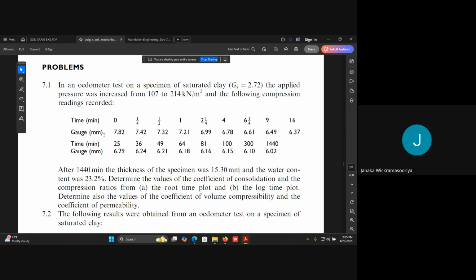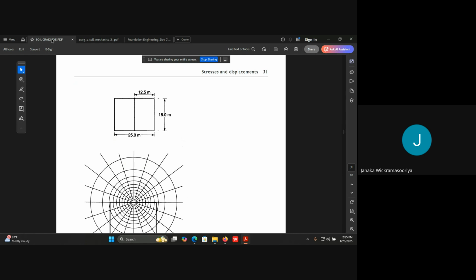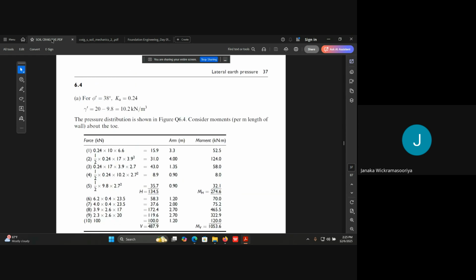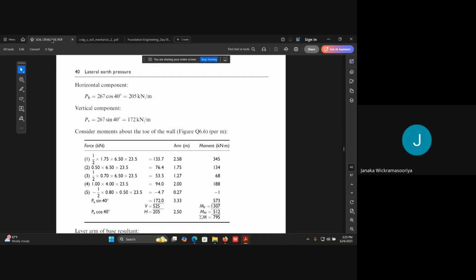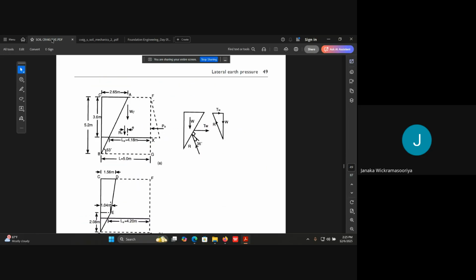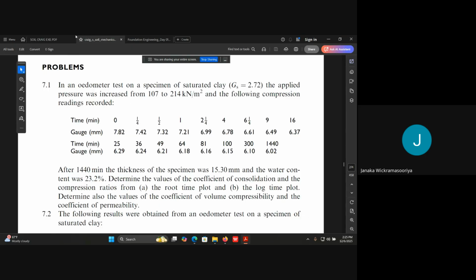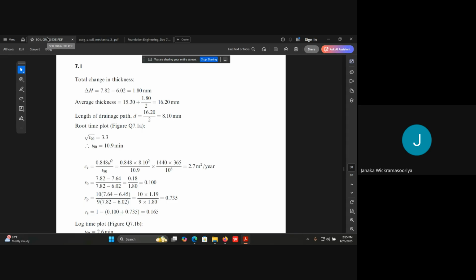Right. Now how can we do it? You can just go through the notes and see what we have done there. It is better if I move to the answer. I have uploaded these two PDFs, right? So that you can refer to them. Question number 7.1, problem number 7.1. Yes.